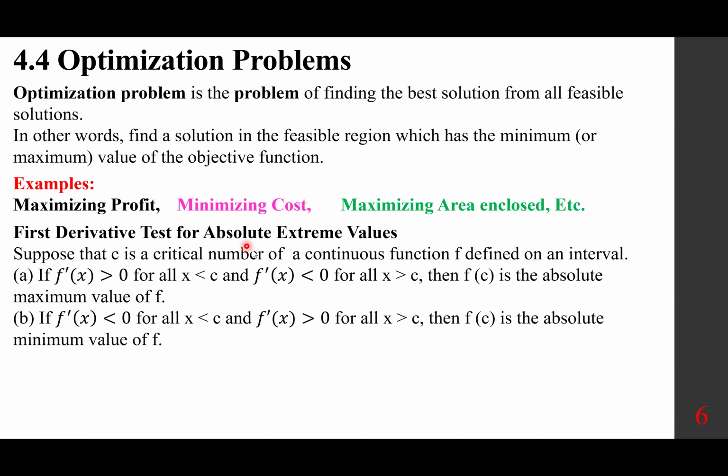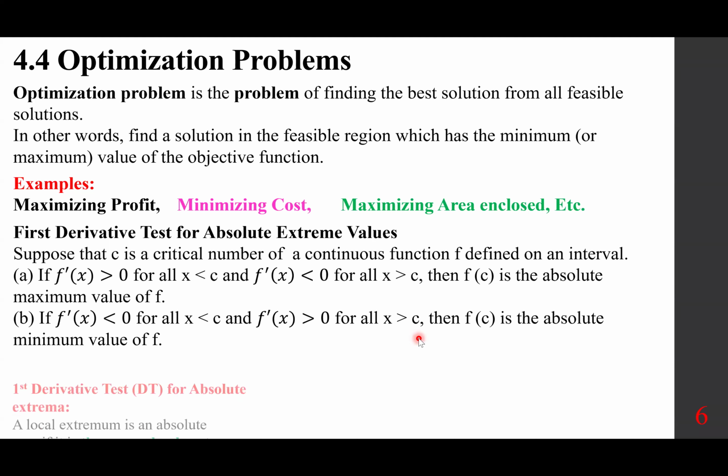First derivative test for absolute extreme values. Suppose that c is a critical number of a continuous function f defined on an interval. If f prime is positive for all x less than c, and f prime is negative for all x larger than c, then f of c is the absolute max value of f of x. If f prime is less than 0 for all x less than c and positive for all x larger than c, then f of c is the absolute minimum.